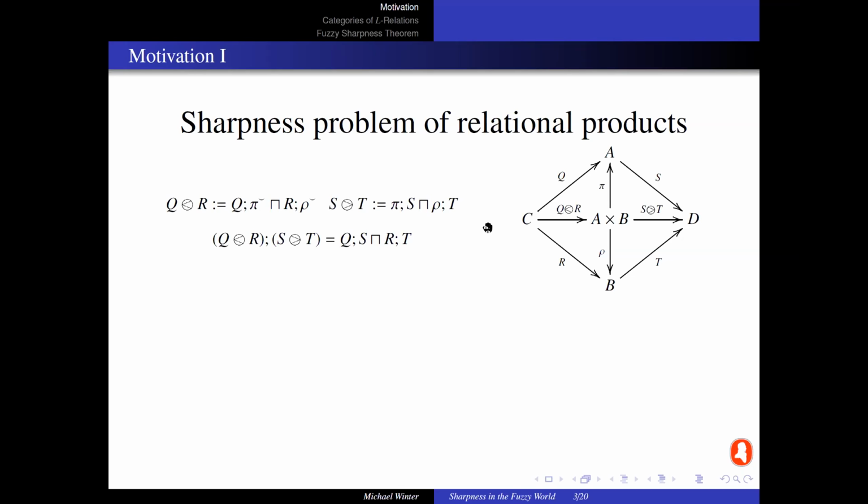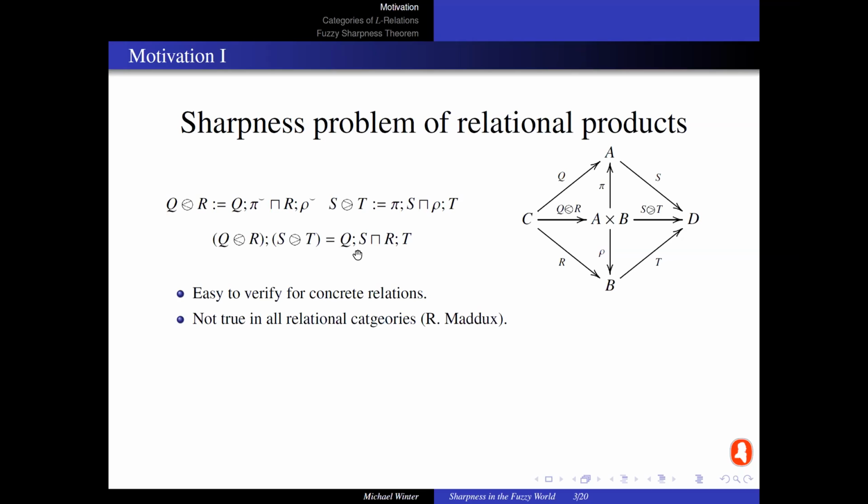So this equation is exactly what's called the sharpness problem, or the sharpness property. It is very easy to verify this for concrete relations. If you're taking set theoretic relations, you can simply prove this equation very easily. There's not a challenge in doing this. But it is not true in the abstract setting.